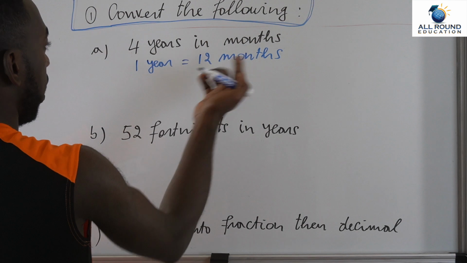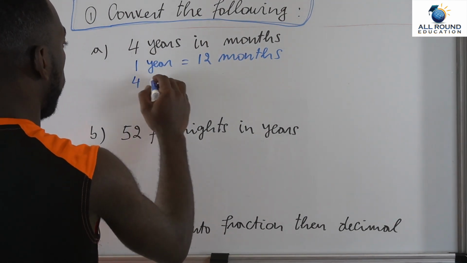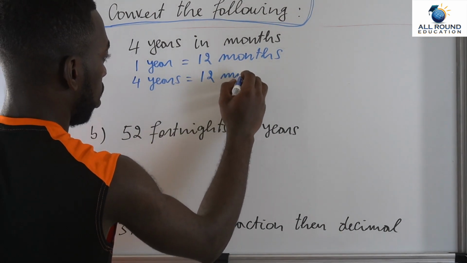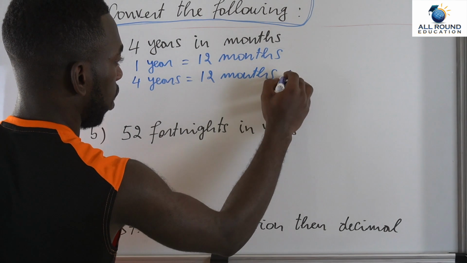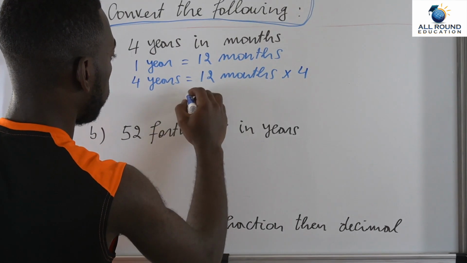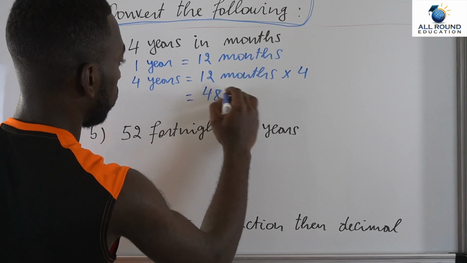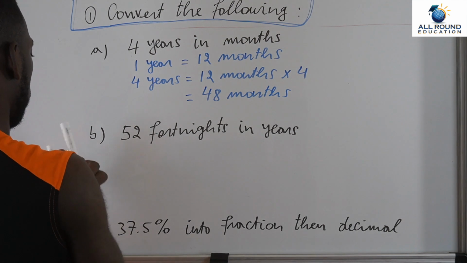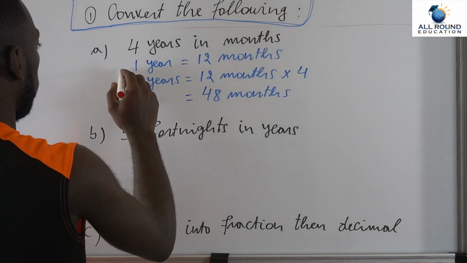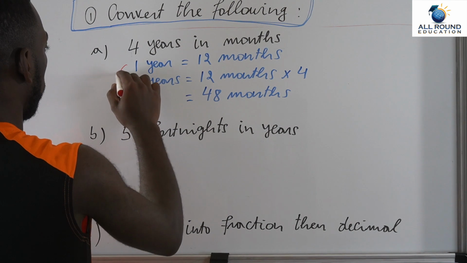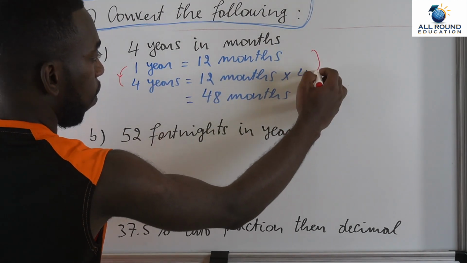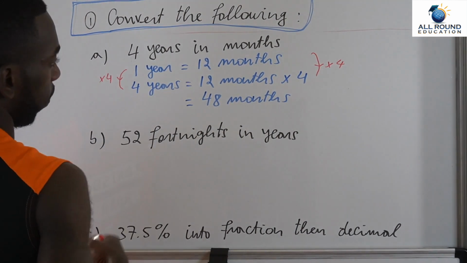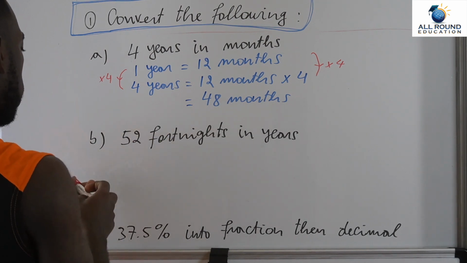12 months, right? Now, what that means is for 4 years, we'll take 12 months times by 4, and that is equal to 48 months. Right, so you can see the pattern here. We are going from 1 to 4, right? So we have to multiply by 4 on both sides, so times by 4. So that's for A.